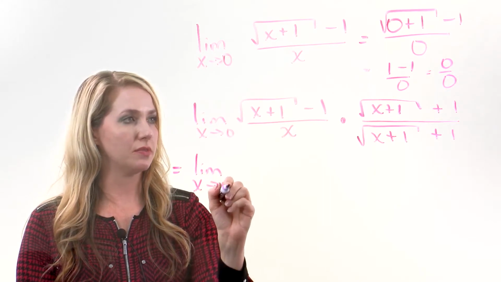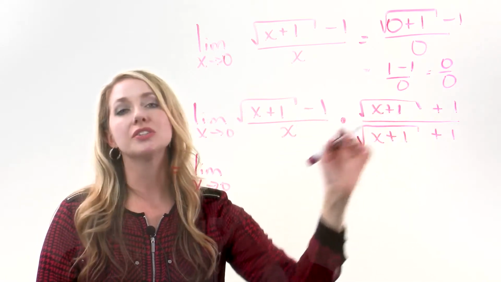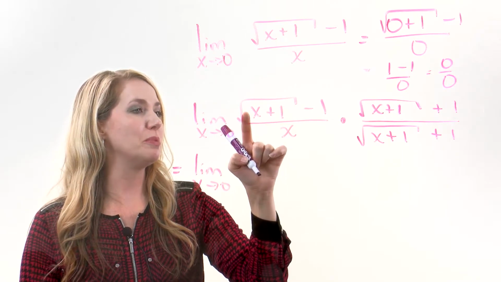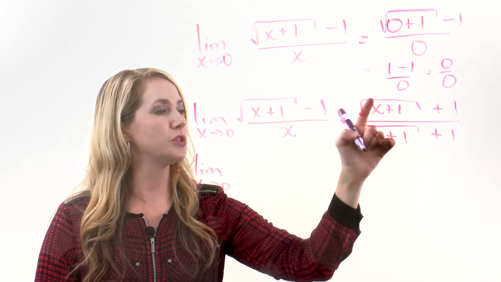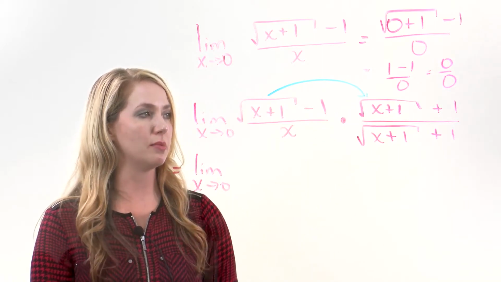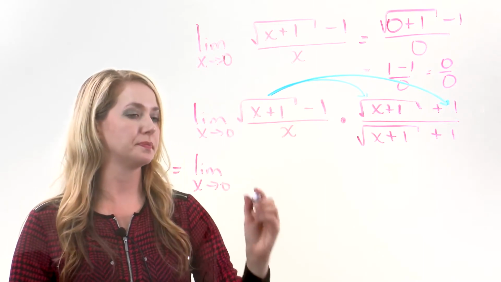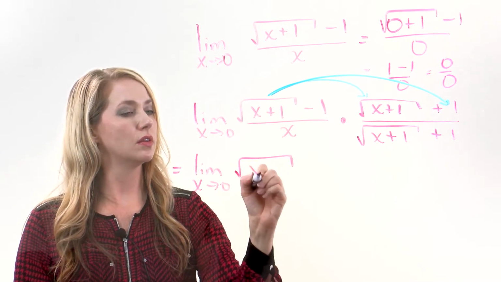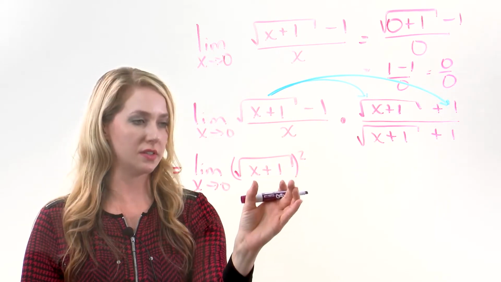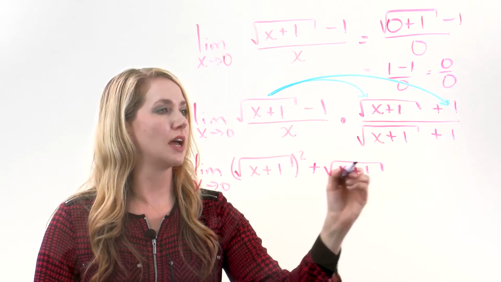So let me do the multiplication. This is a binomial, but it's the way a difference of squares factors. So the middle terms will cancel out. Let me show you this. Let me distribute the square root of x plus 1 over these two terms. So what I'm doing is taking the square root of x plus 1 and multiplying it by the square root of x plus 1, and taking the square root of x plus 1 and multiplying by 1. The square root of x plus 1 times itself is the square root of x plus 1 squared. And anything times 1 is itself.